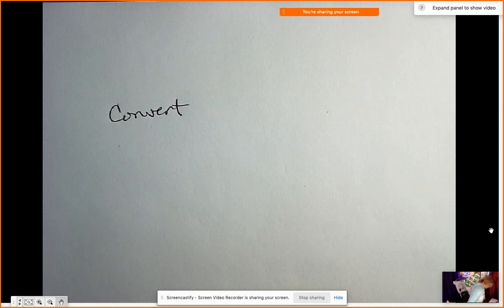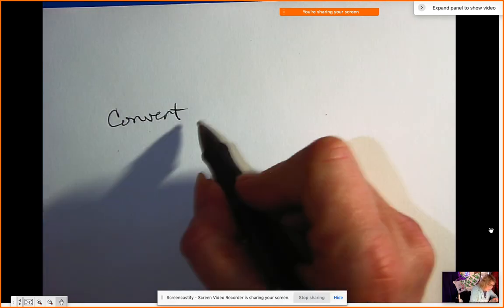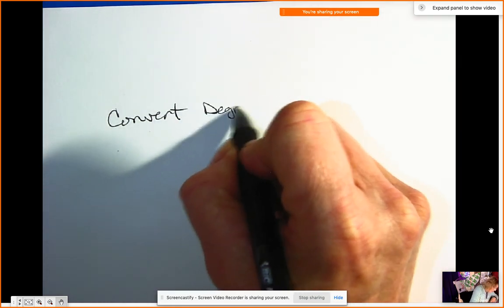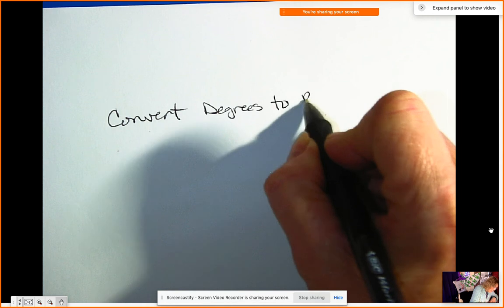Okay, the first thing I want to do is show the conversions from degrees to radians and radians to degrees, because obviously you're taking the benchmark next week. And I guarantee you there'll be one that'll be converting radians to degrees. But first, convert degrees to radians.